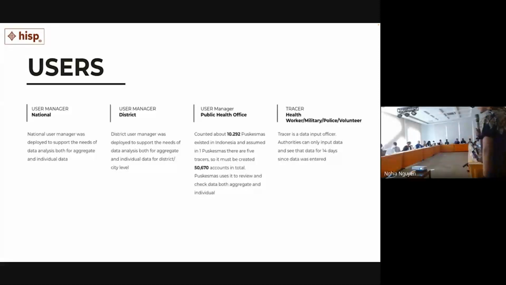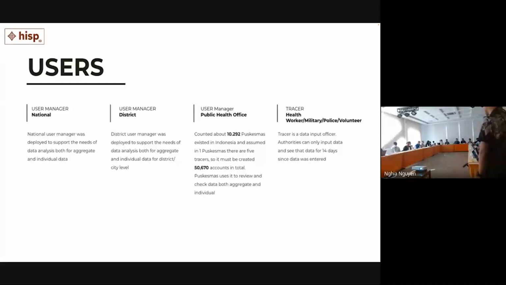Then we have district users. How many districts? 80,000 districts, and every district has two persons, one for data and one for the program. So we have a big user base. Then public health offices: what I said before, we have 10,000 public health offices in Indonesia across 37 provinces now, 35 before. And then we have the volunteers.